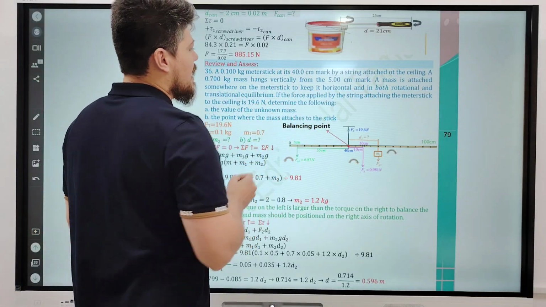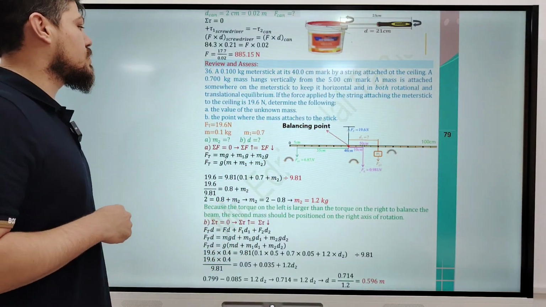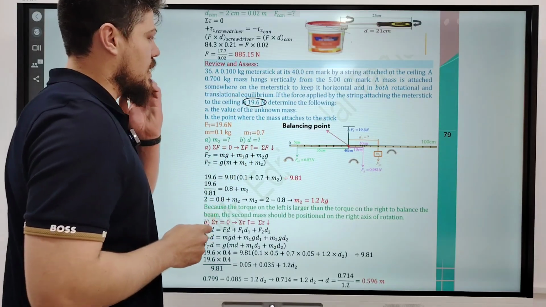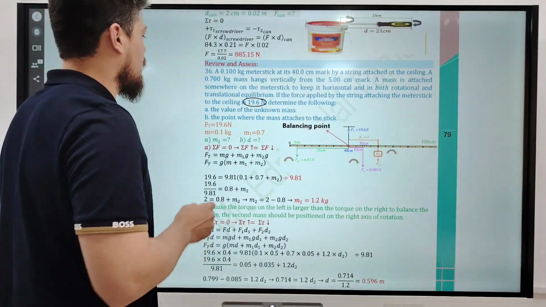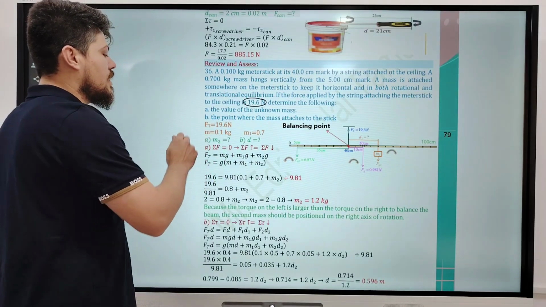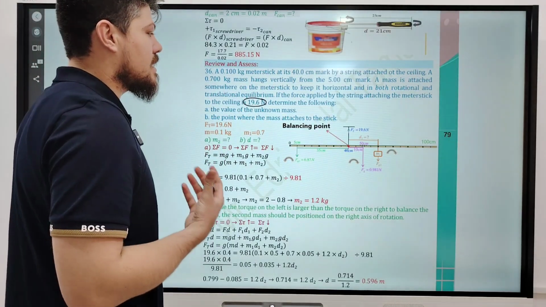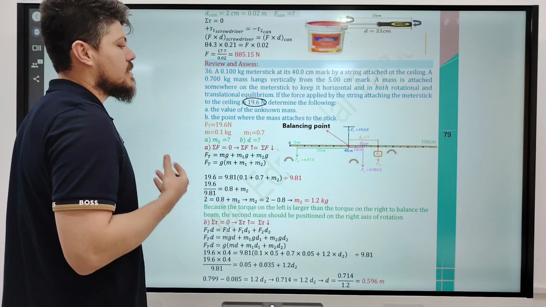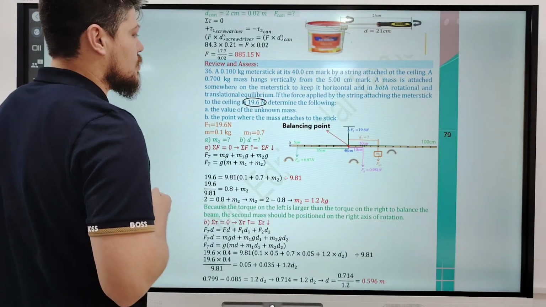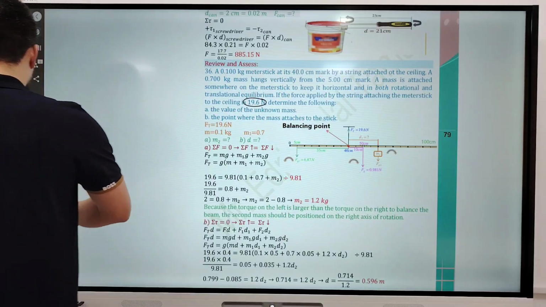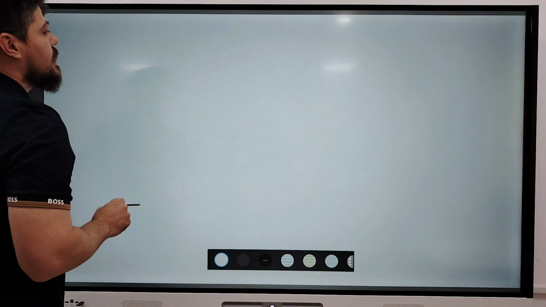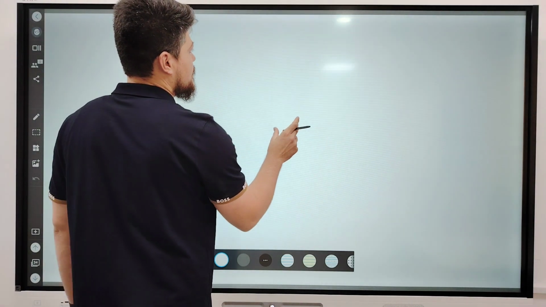If the force applied by the string attaching the meter stick to the ceiling is 19.6 Newton, determine the following. A, the value of the unknown mass, the second mass. B, the point where the mass is attached to the stick, the distance of the second mass along the stick. Okay, let's open a new slide, and now I'm going to solve this question.